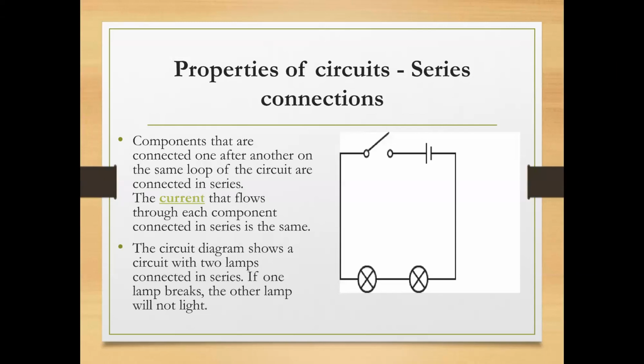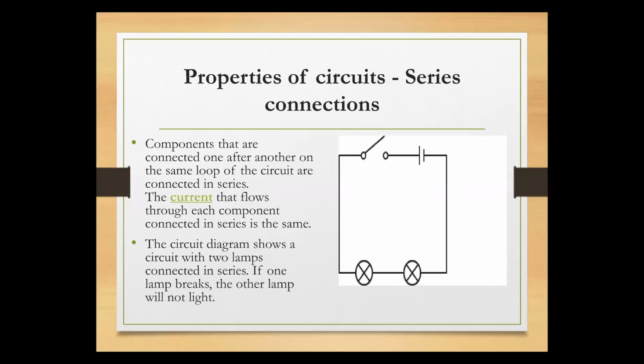Now, properties of circuits, series connections. We say the components that are connected one after the other on the same loop of the circuit are connected in series. We say the current that flows through each component connected in series is the same. The circuit diagram shows a circuit with 2 lamps connected in series. If one lamp breaks, the other lamp will not work.